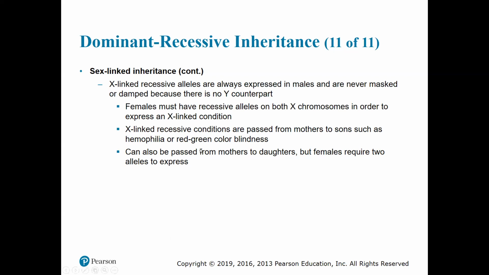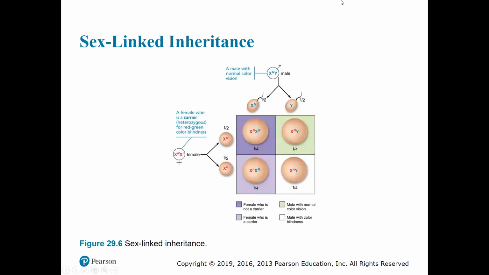So again, you can pass it from mothers to daughters, but females require two alleles to express. So when we start talking about inheritance patterns for males versus females, you'll see the inheritance will look different depending on the offspring. This is showing an example here for color blindness. This is a female who is a carrier. She's heterozygous for red-green color blindness. So you can see this is her dominant allele here, her recessive allele here on the X chromosome. The male has normal color vision here, and then a normal Y chromosome.